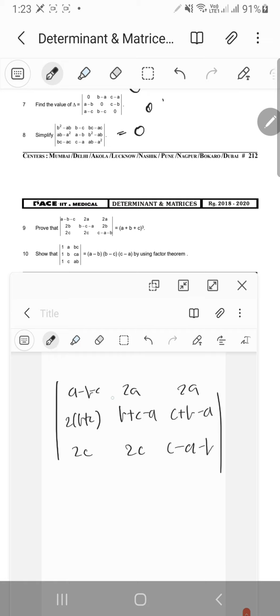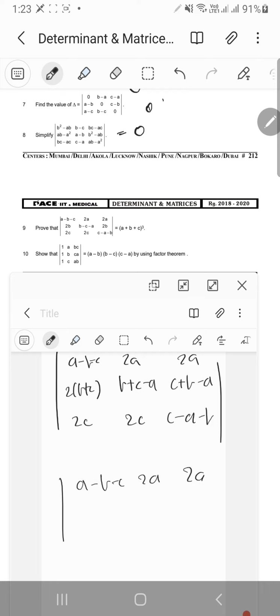So now add row 1 to the new row that you have. So it will just be a minus b minus c, 2a. When you add this, it will just be a. Yes, that's correct. A, and then plus b plus c, and then this will also be a plus b plus c, and this will also be a plus b plus c. So that's why you're getting a cube.